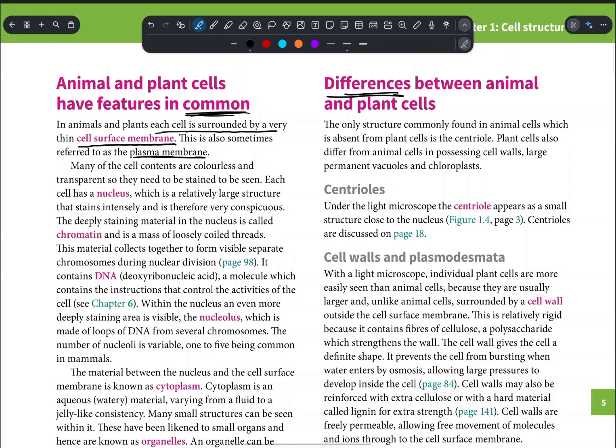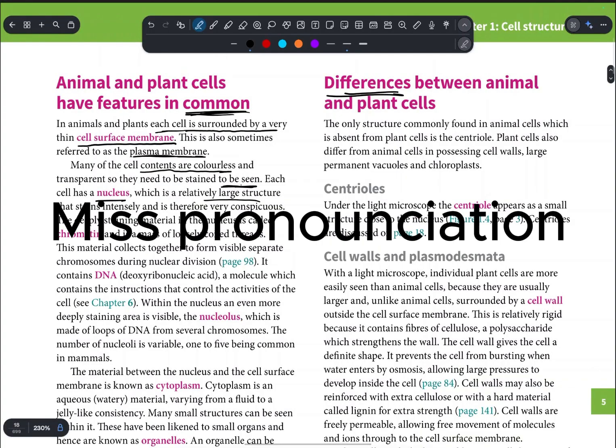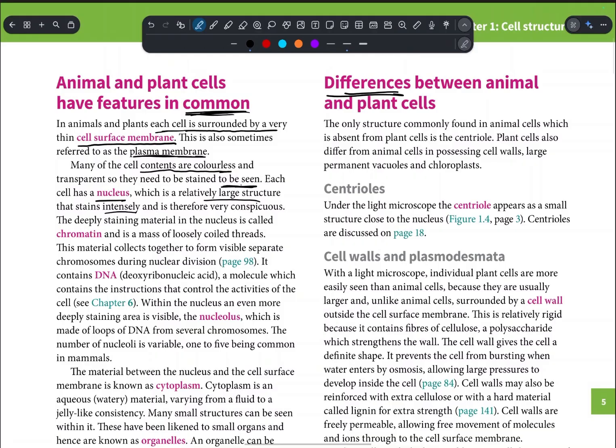Many of the cell contents are colorless and transparent, so they need to be stained to be seen. I'm telling you that cells, in a human being as well, are transparent. You need different sorts of staining, different colors, to look at them, but an individual cell is transparent. Each cell has a nucleus, which is a relatively large structure that stains intensely and is therefore very conspicuous.